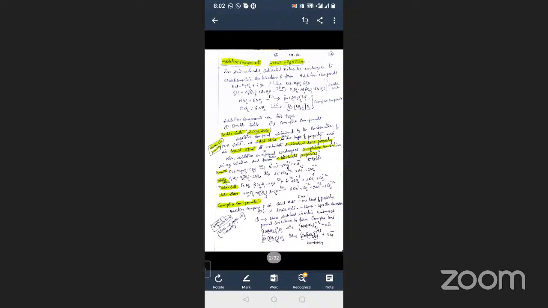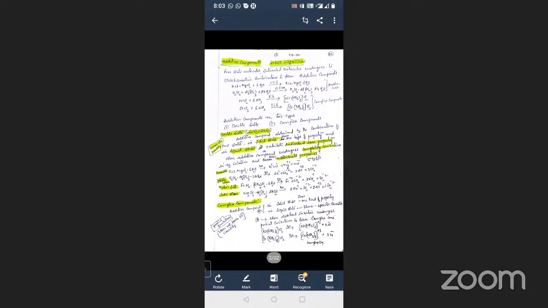Understood? What is number 1? The addition compound should be obtained by the combination of two salts. It should exhibit one type of property in solid state. It should exhibit another property when it is dissolved in water, that is, it can exhibit the individual ion properties. Those addition compounds are known as double salts. There is no other definition. In solid state it can exhibit one type of property. In aqueous state it can exhibit another type of property, that is, the individual ion properties.